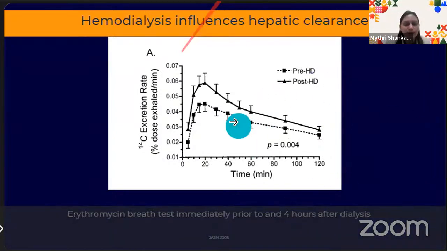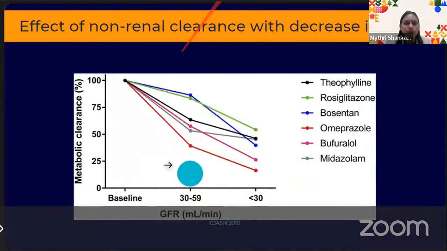So you can see here, they have looked at the erythromycin breath test. That is, prior to dialysis, what was the level of erythromycin, and post dialysis, what is the metabolism of erythromycin. So pre-HD, you can see that the exhaled erythromycin excretion rate is very low, whereas post-HD, it is much higher. So it is basically the uremic toxins which are preventing the extrarenal metabolism from happening. You can see here also, as the GFR goes lower, the uremic toxins are accumulating and the extrarenal metabolism is also reducing.